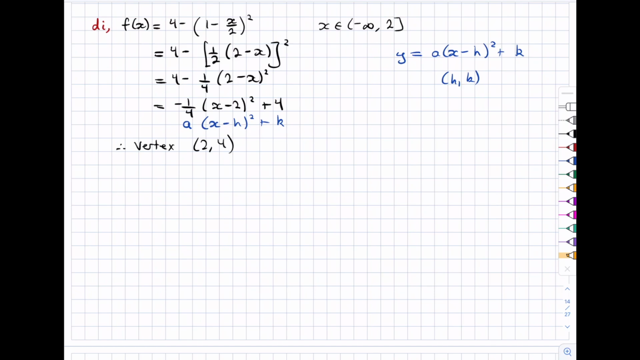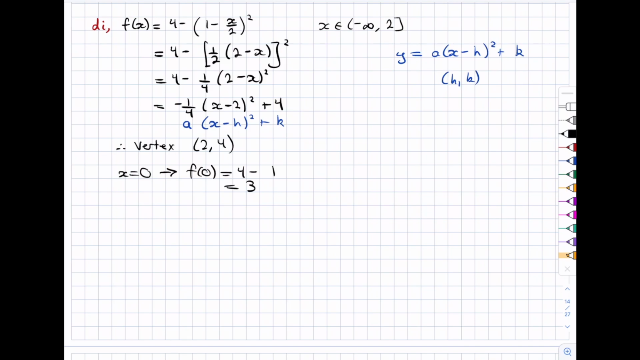So to find at least the y-intercept is quite easy. You just sub in x equal to 0. So when x is 0, f of 0 is 4 minus 1, which is going to end up being 3. And so 3 is our y-intercept.